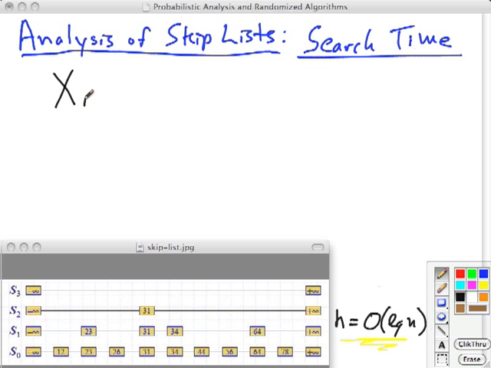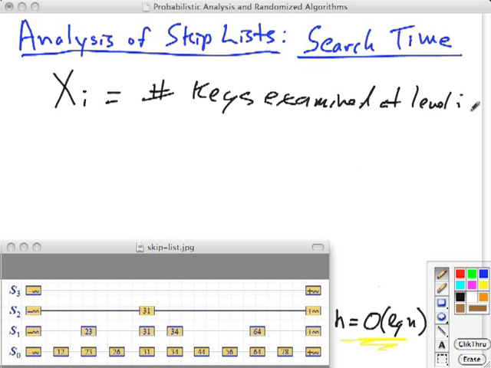We'll call that X_i, the number of keys examined at level i. So how many keys are examined at level i? Well, when you scan forward in a list, if you examine a key, that key cannot also belong to level i plus 1. Why? Because if it did belong to level i plus 1, we would have found it in the previous scan, and we wouldn't be scanning forward to find it here. We would have just done the drop-down procedure that you see in the code.